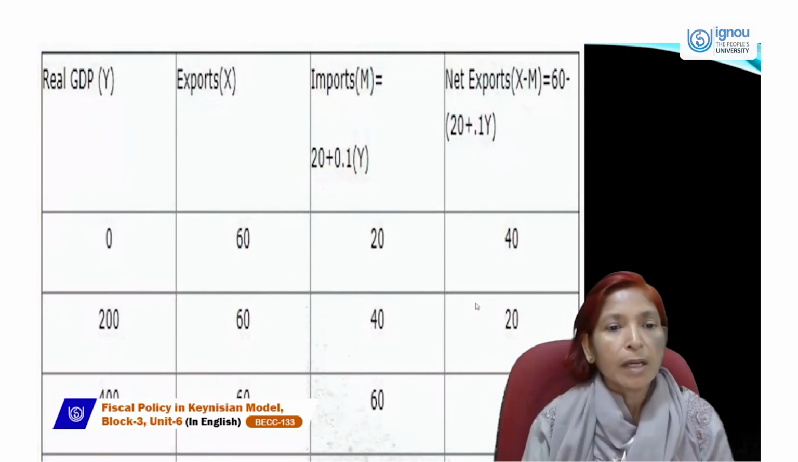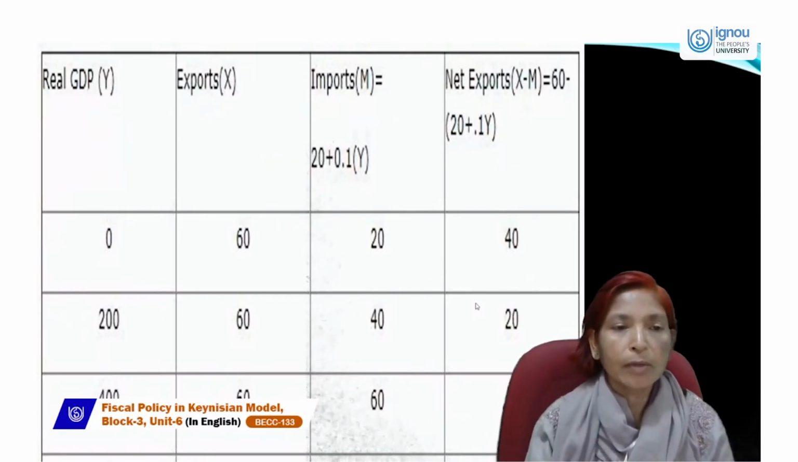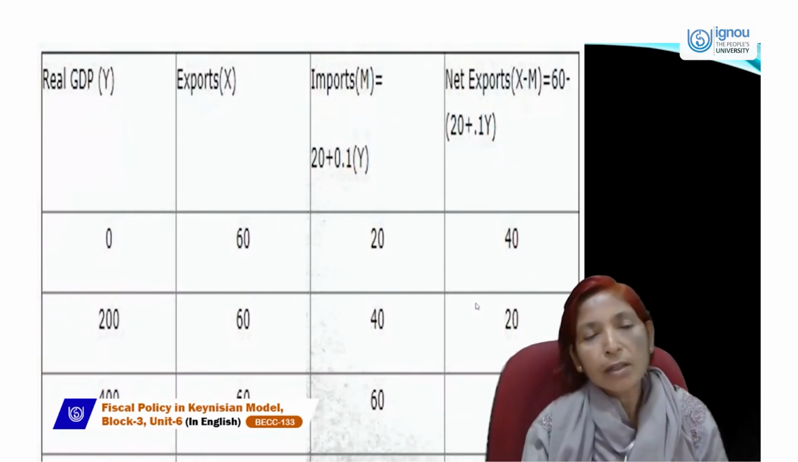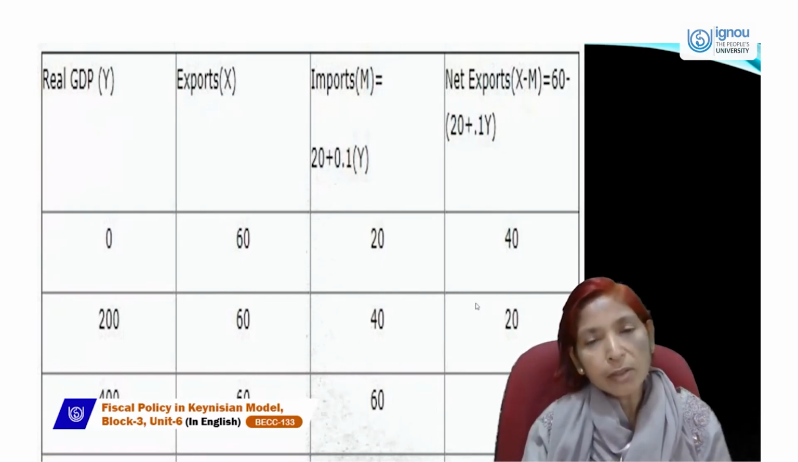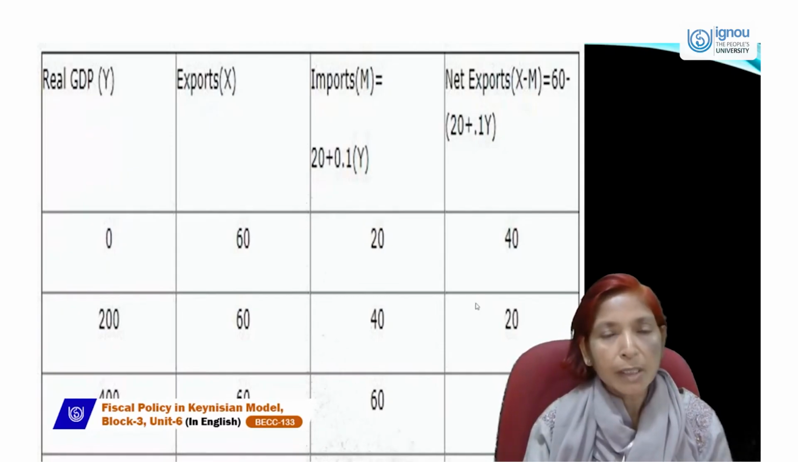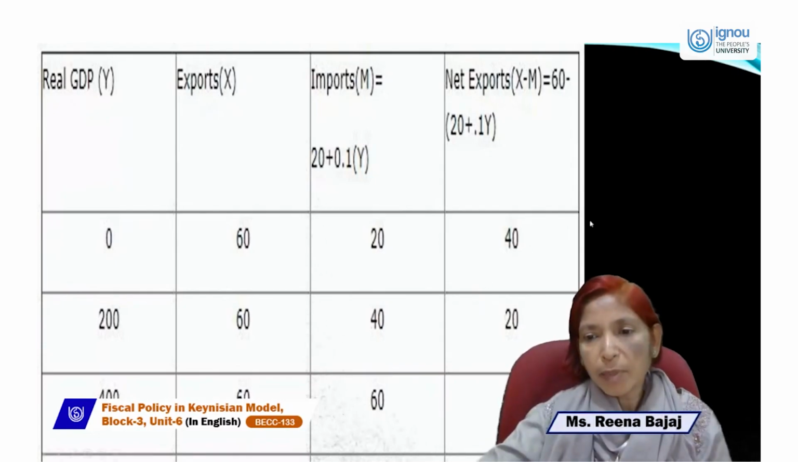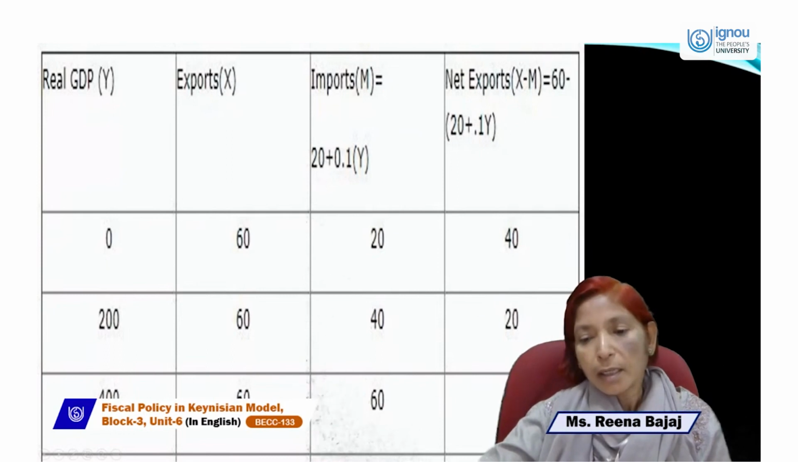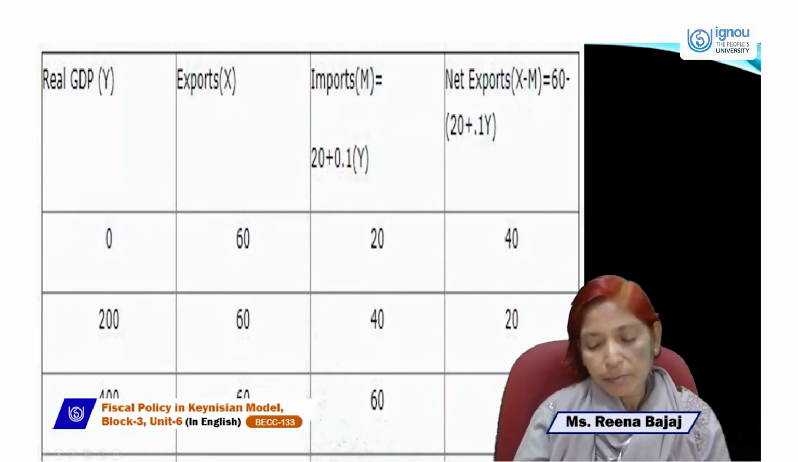Next, here we can also take another example, like real GDP given as 0 to 400. Export we will always take as constant. For import, if the import equation is given, then we can put the value of income in this equation and find the value of imports. And net export is always the difference between export and import. Here net export is initially falling but still positive, then its value will be 0, and at last the net export value will be negative.